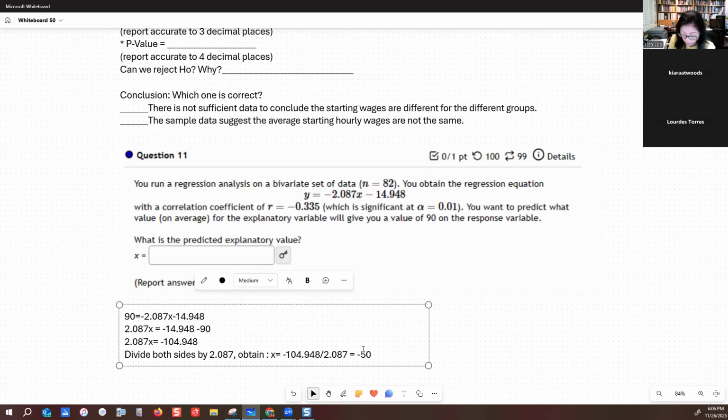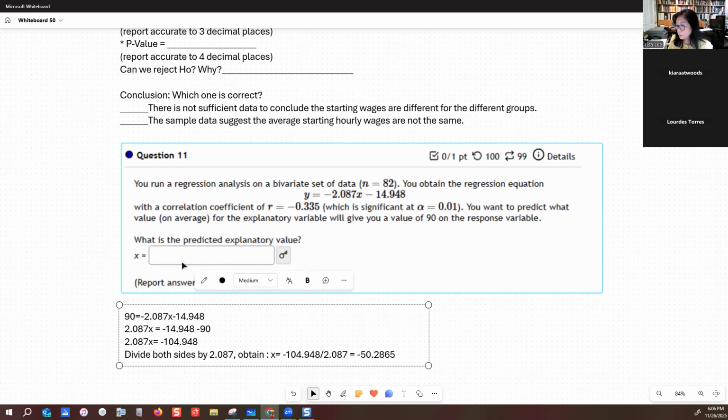Negative 50.2865. But I think they want us to round to whatever rounding, okay? If they want you to round to 3 decimals, you just round to 3 decimals. Whatever they ask you, you do it. Just read the instruction for what you have to do for rounding. Okay, so that's how you got the x here.